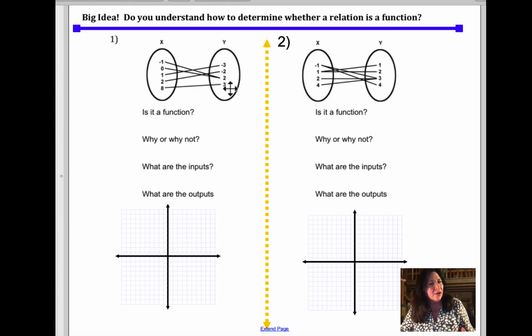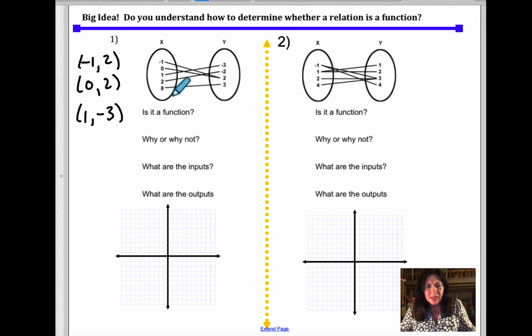So what you get when you plot these points is, for example, -1, 2, and then 0, 2. And then you have 1, -3. And then we have 2, and this looks like it goes to -2, and then we have 8, 3. I don't have my glasses on.